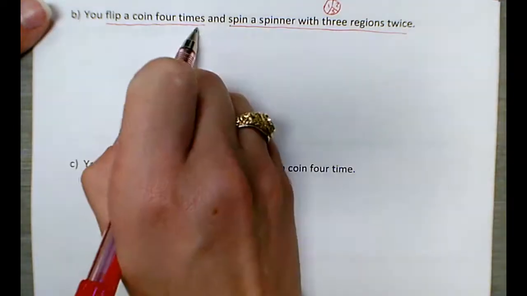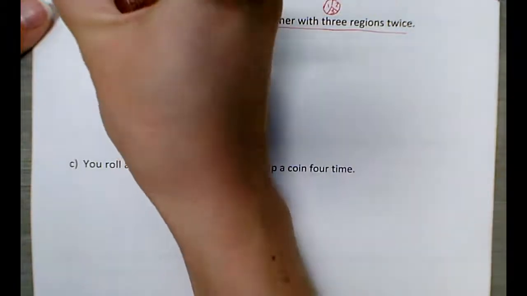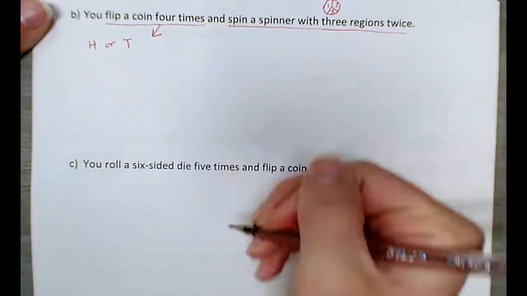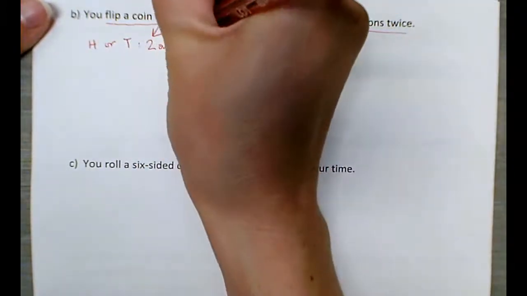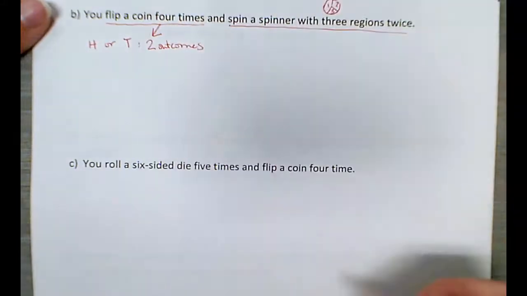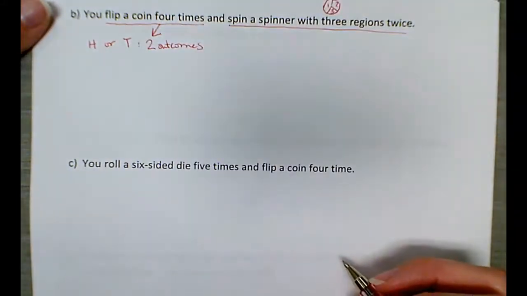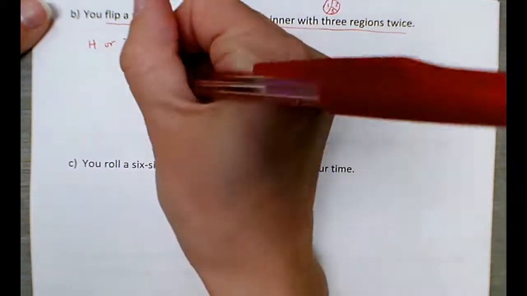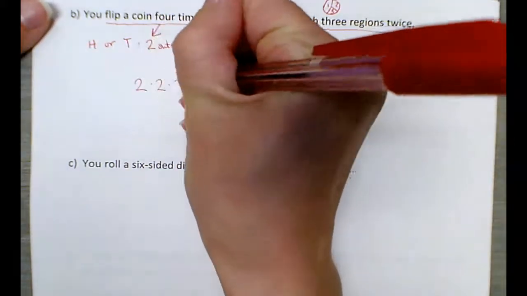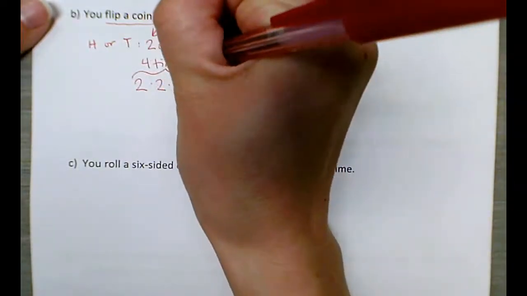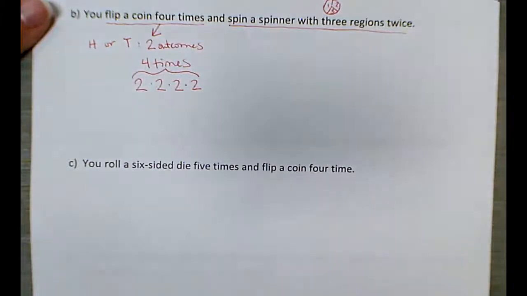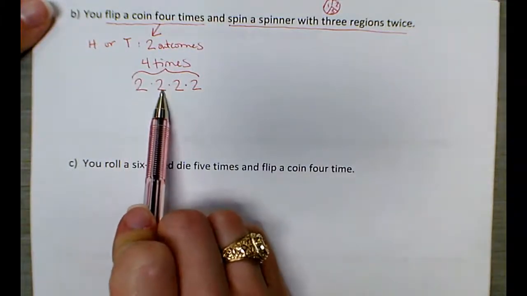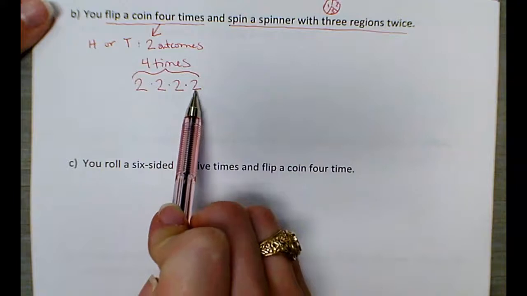So if you flip a coin 4 times, when you flip a coin, how many outcomes are possible? You can either get heads or tails. So there's 2 outcomes. If you flip a coin 4 times, then those 2 outcomes are reoccurring every time you flip the coin. So we've got 2 times 2 times 2 times 2. This is your 4 times. Because every time you flip that coin, either you can get heads or tails, and then heads or tails again, and then heads or tails again, and then heads or tails again.